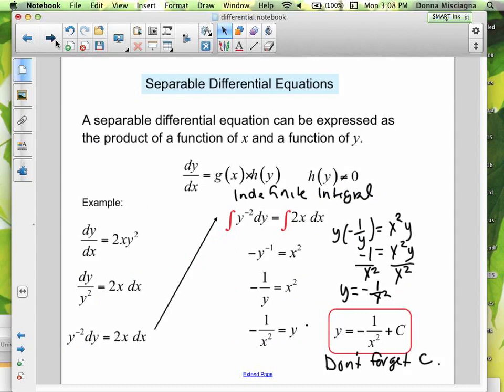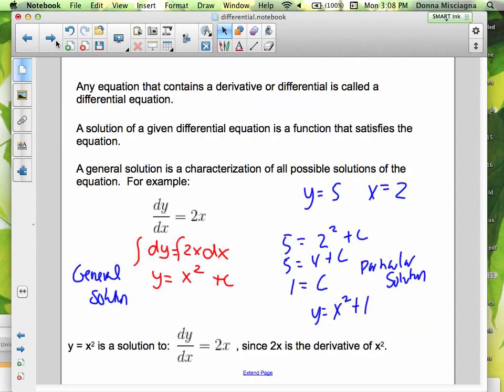Does somebody have a question? All right, so here we have another one. A general solution is a characterization of all possible solutions of an equation. So for instance, we have dy dx. First thing we did is we multiply both sides by dx, because we don't want dy dx. We want y's on one side, x's on the other side.